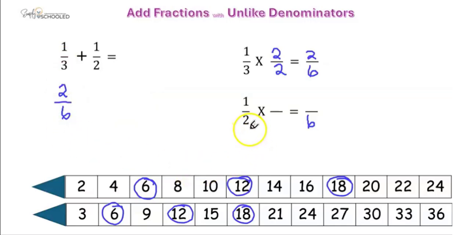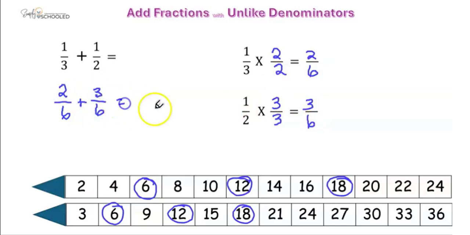Now I'm going to take 1/2. I have to multiply 2 by 3 to get 6. So I have to multiply the numerator by 3 as well. 1 times 3 is 3. So equivalent to 1/2 is 3/6. Over here, in place of 1/2, I'm going to write 3/6.